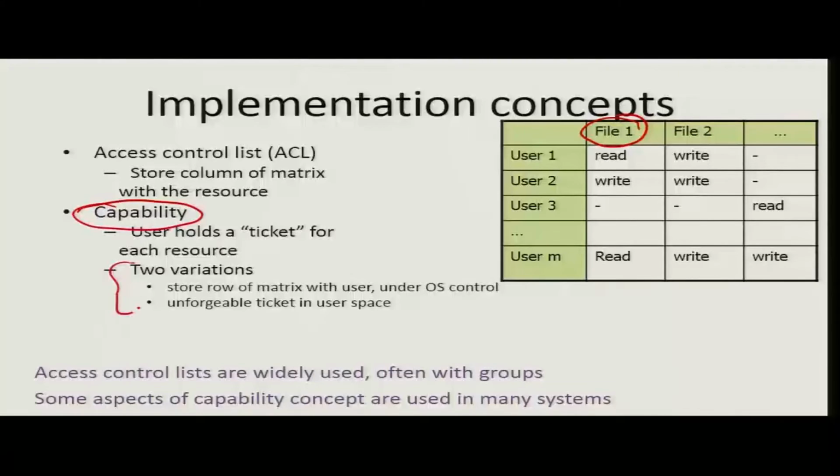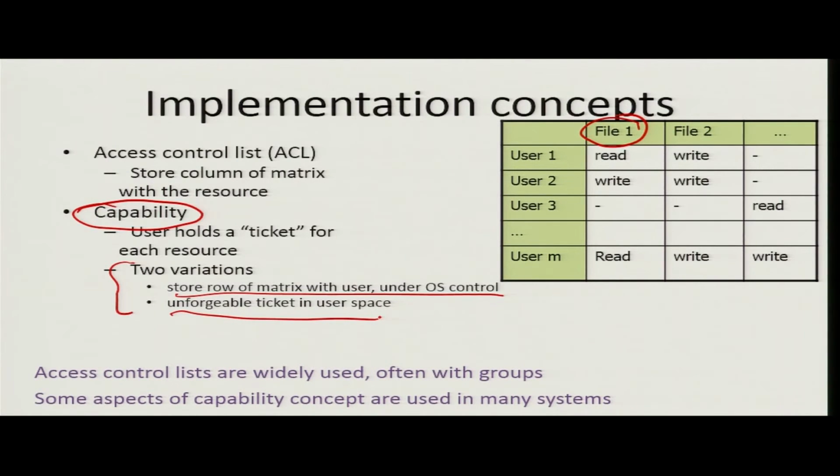So, we are seeing that there are two variations. One is you maintain a resource-wise list of which users have access to that resource and what kind of access, or you can have an unforgeable ticket that can be used in the user space, and the user presents the ticket, basically sends the token, and if the token matches, then the user is granted access, otherwise not. So, access control lists are widely used, often with groups. You can have group-wise permission, and some aspects of the capability concept are also used in many systems.